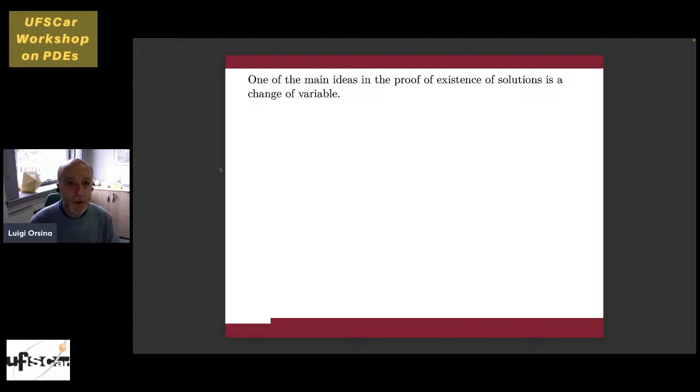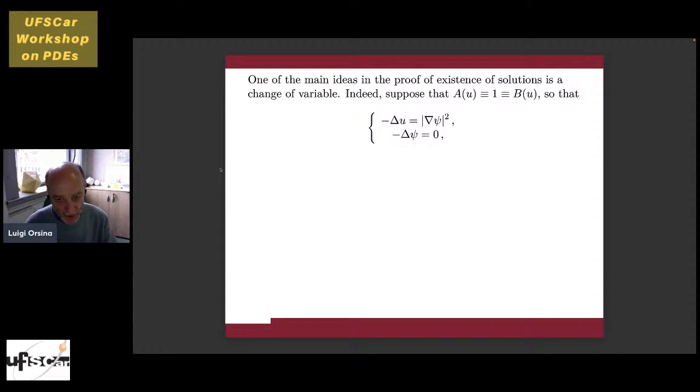So the idea is the following. Just to fix the idea right now, let's say that a of u and b of u are equal to one. So there is no dependence on the temperature in the conductivities. Everything is homogeneous. And so you have this simple equation: minus Laplacian of u is equal to gradient psi squared, and minus Laplacian of psi is zero. This is just to fix the idea. Clearly here, you solve the second one and then you work with the first, and so everything works.